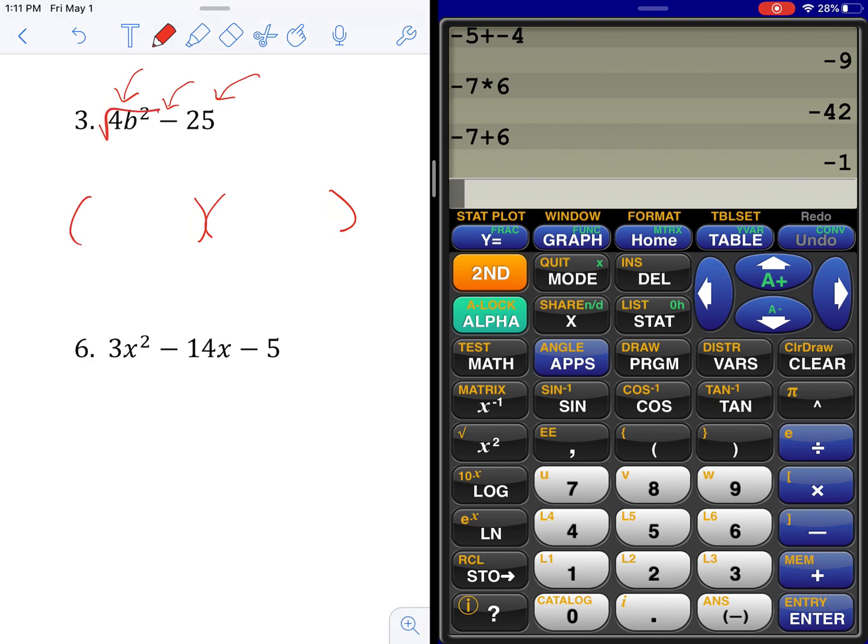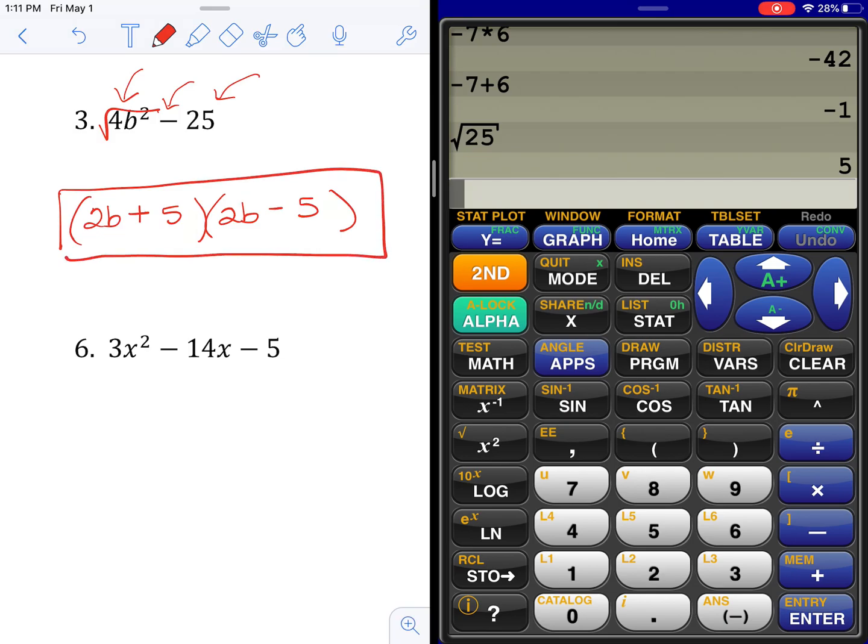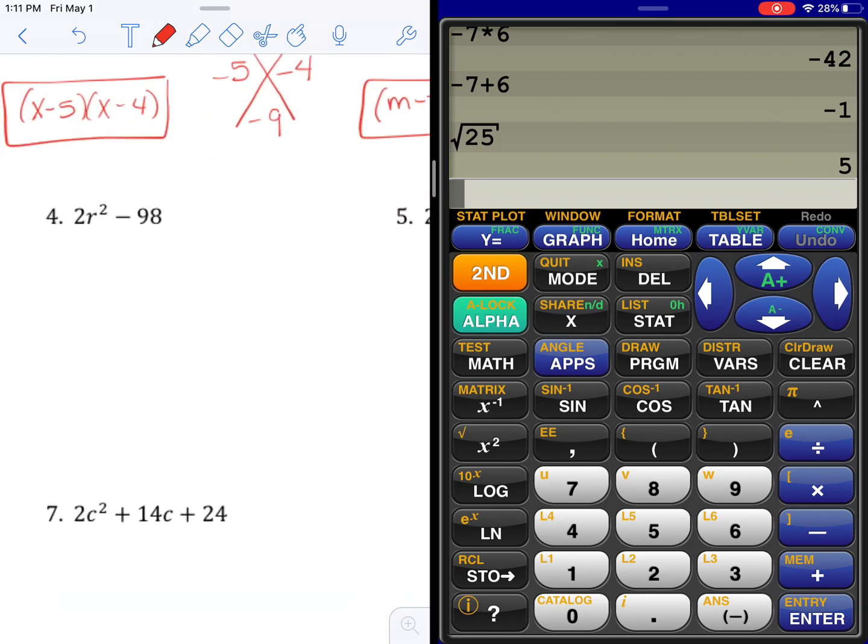You're going to take the square root of 4b squared, and that's 2b. That goes in the first spot in each set of parentheses. Put a plus and a minus. Doesn't matter the order. You could have done minus plus. And then take the square root of 25, and you get 5. And that's what goes in the second spot in the parentheses, and that is your final answer.